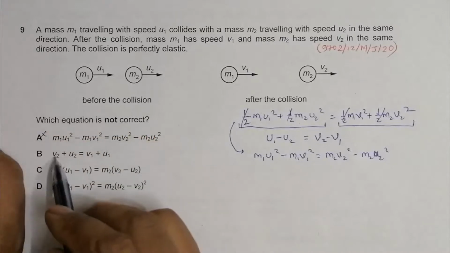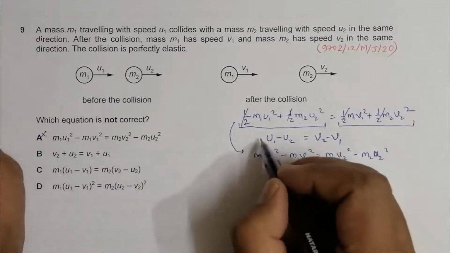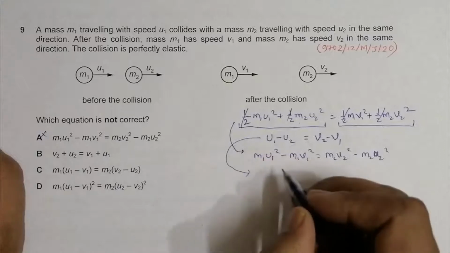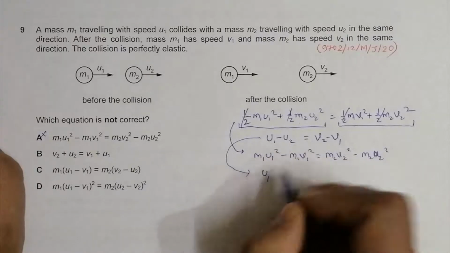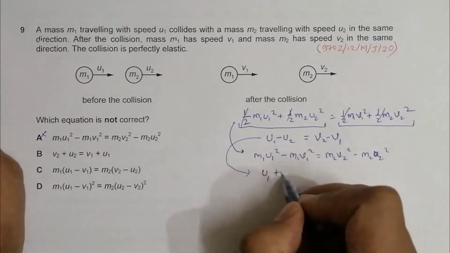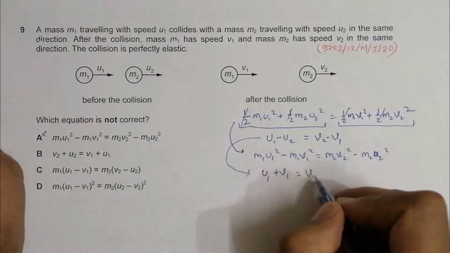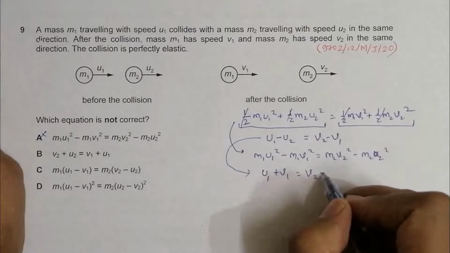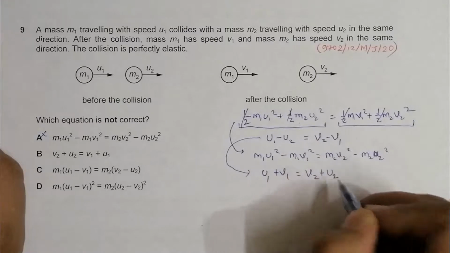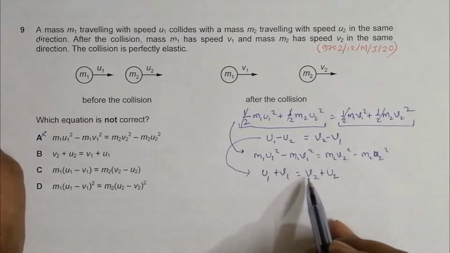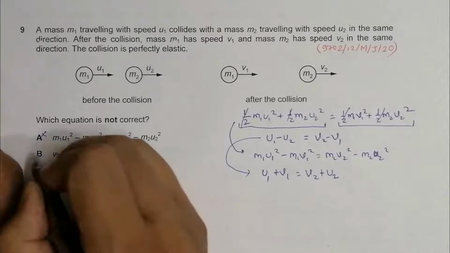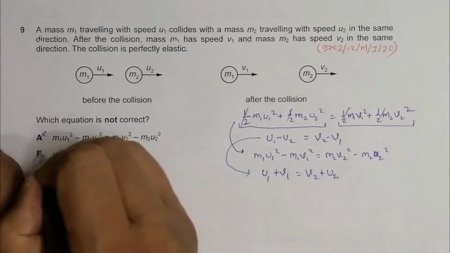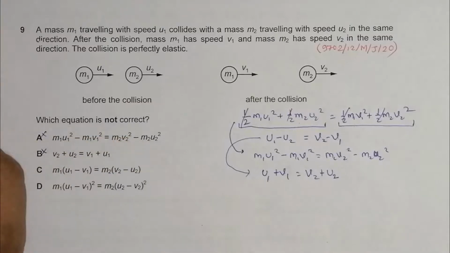So next is v2 plus u2 equal like this. Let me change this equation. This u1 is here. Let me bring v1 here, so plus v1 equal to v2. Let me take this u2 there, so plus u2. So u1 plus v1 equal to v2 plus u2. So v2 plus u2 equal to, just switch sides. So this is also true, so it doesn't qualify for the answer.